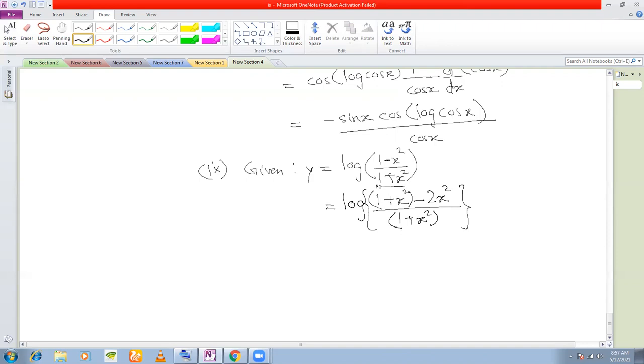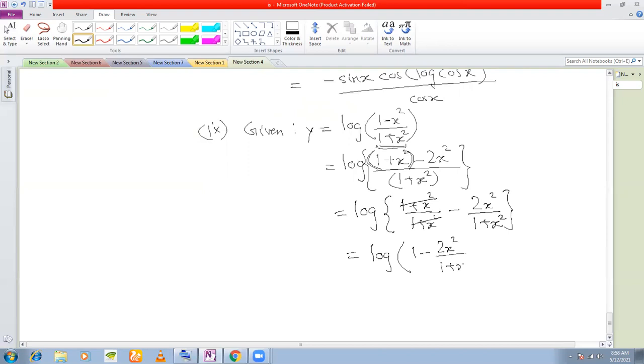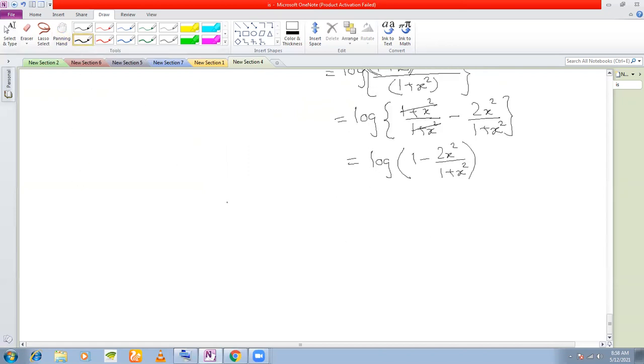In the denominator, what did I have? I have 1 plus x square. That is why I brought a 1 plus x square in the numerator. Understood? Yes, sir. The benefit of this, what is the benefit? Now I can separate this. I can have 1 plus x square by 1 plus x square, and I can have minus 2x square by 1 plus x square. So now this cancels, it becomes 1. Log of 1 minus 2x square by 1 plus x square. Now it is a little easier to differentiate.